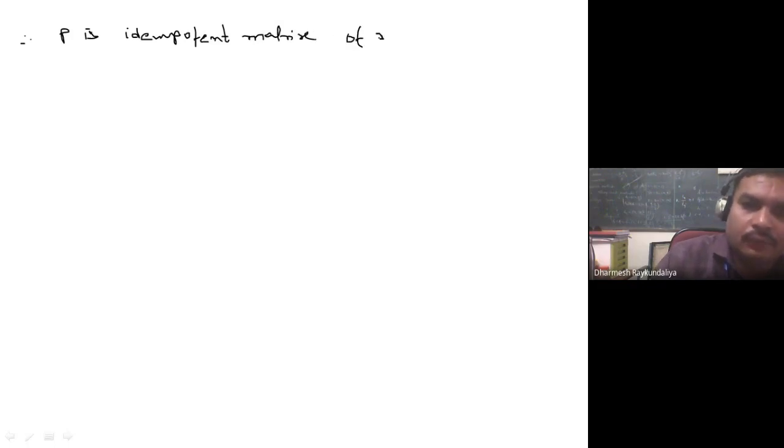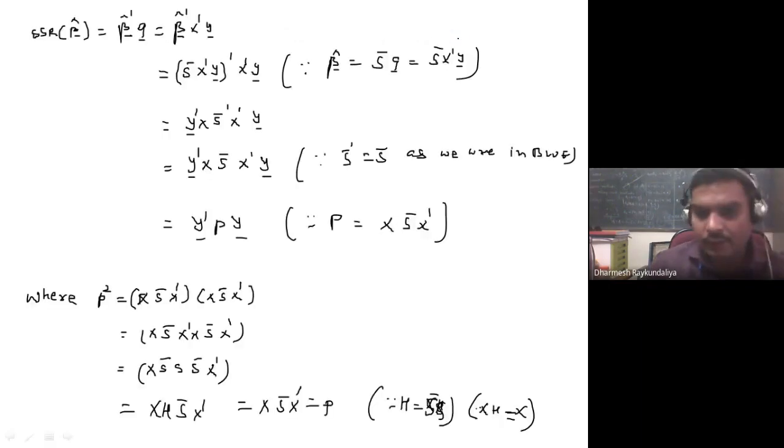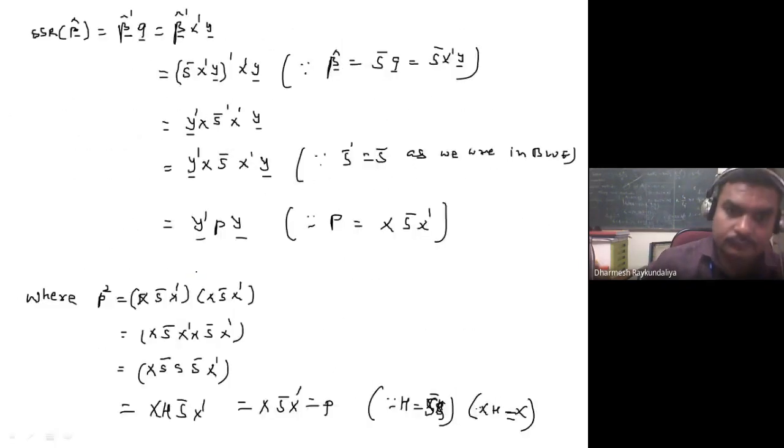Matrix of rank r. Why rank r? Because you can see that P is represented in terms of X. And what is the rank of X? The rank of X is r. So P also has rank r.